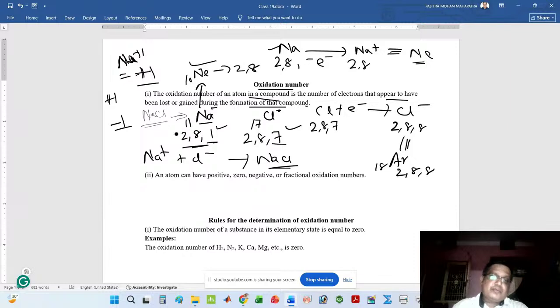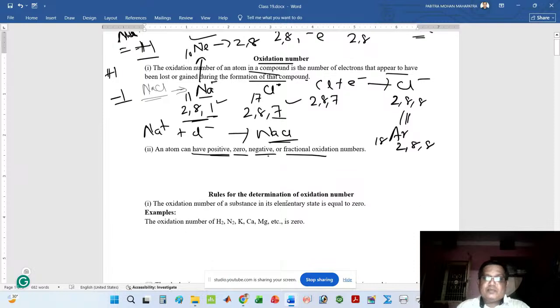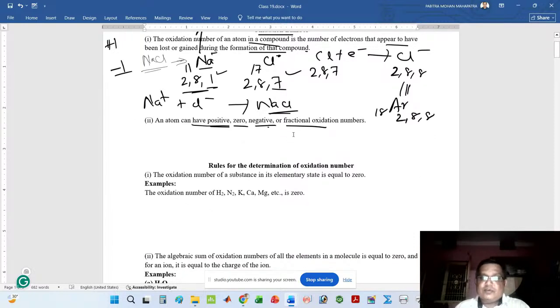Remember an important point: oxidation number can be positive, can be 0, can be negative, can be a fraction. So here I can say that an atom can have a positive, 0, negative or fractional oxidation number.